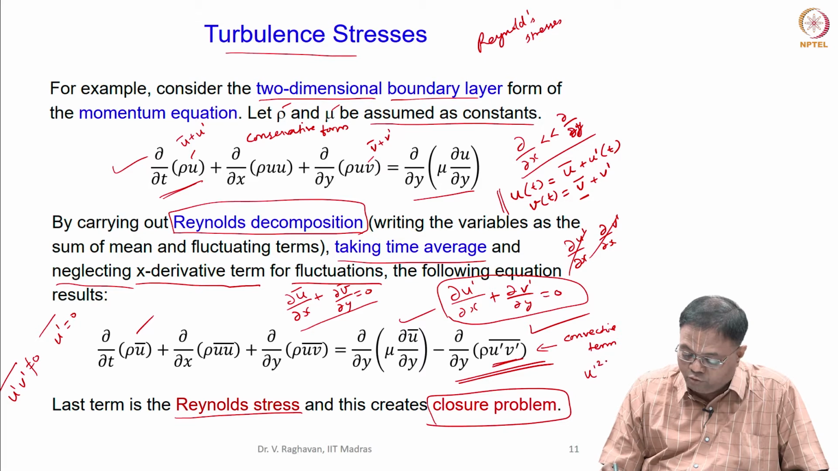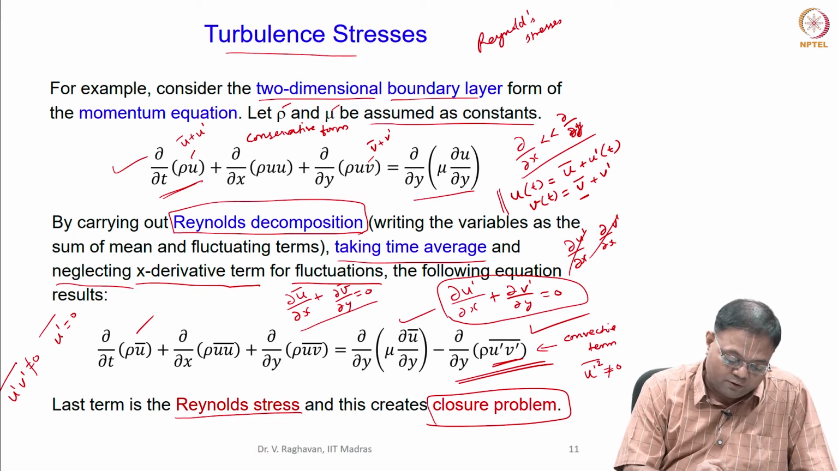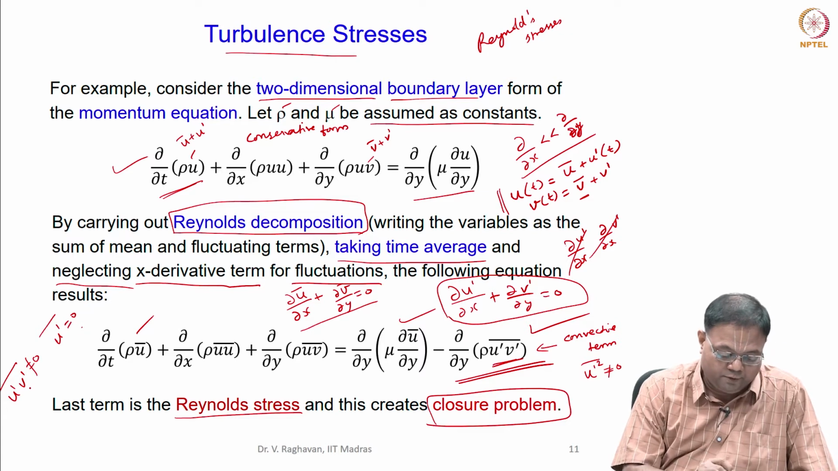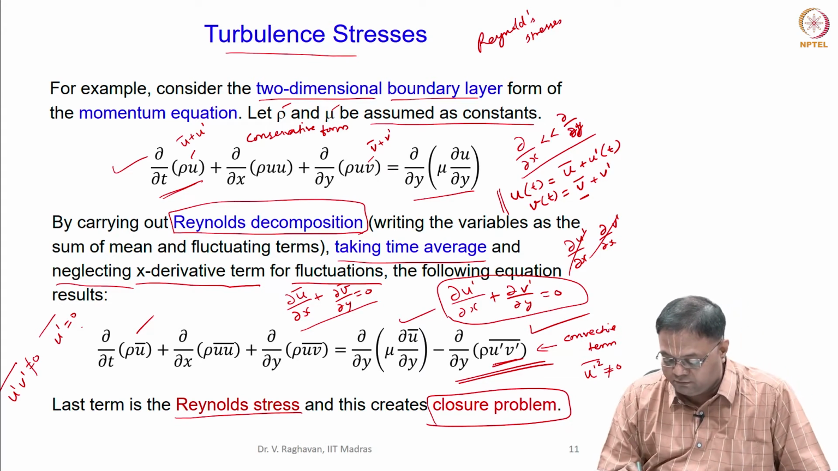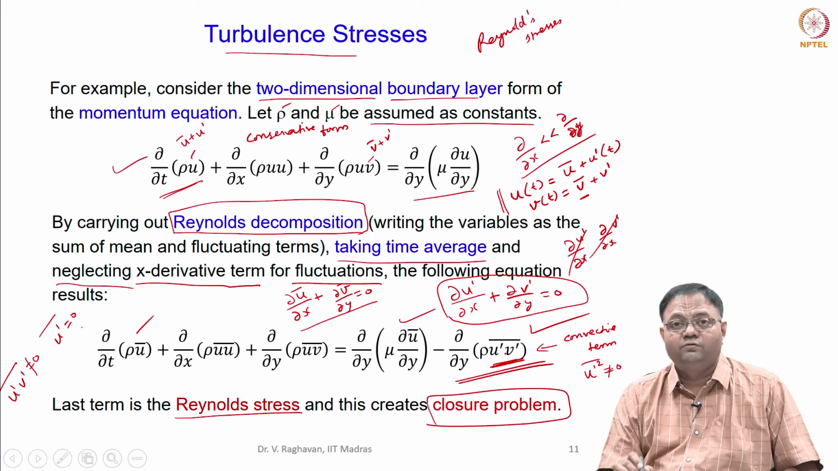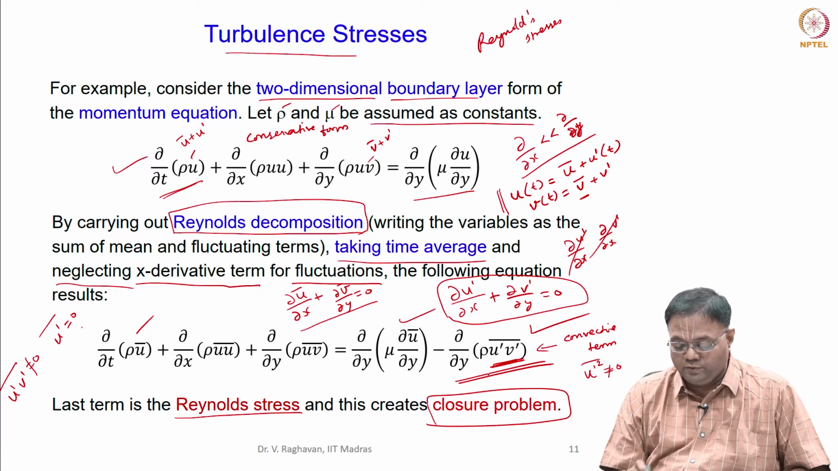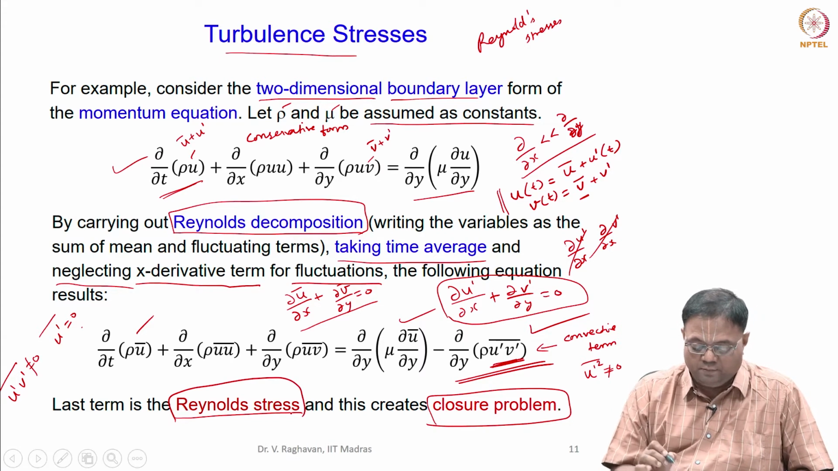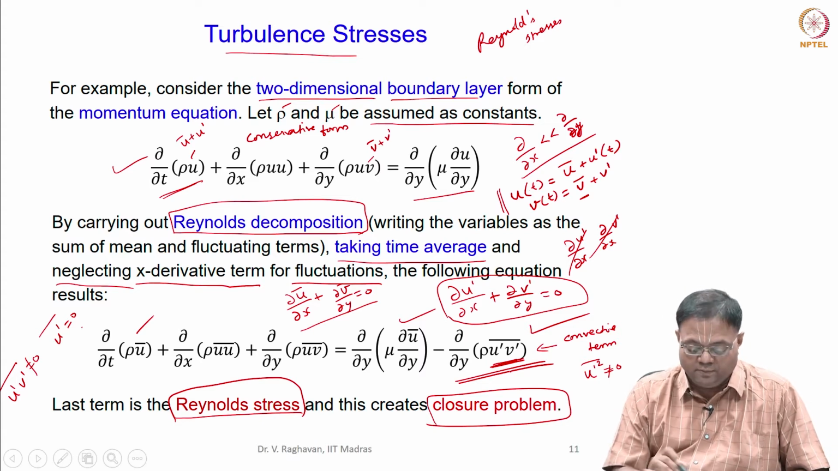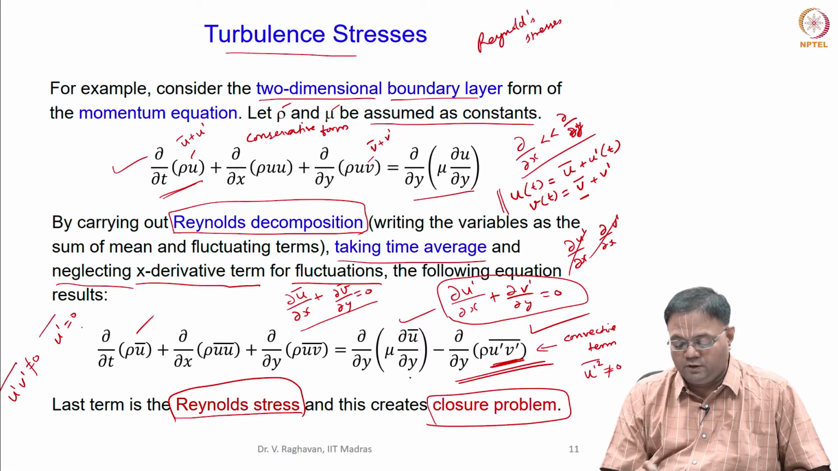Similarly, we have already seen that u dash square bar is not equal to 0. So, u dash bar is equal to 0, v dash bar is equal to 0, etc. Individually they are 0, but when you take u dash v dash and average, the product will not be equal to 0. That is the contribution by this term, and that is going to be the extra term called Reynolds stress. Please understand that this term comes actually from the convection terms, but it is now clubbed with the stress term and called Reynolds stress.